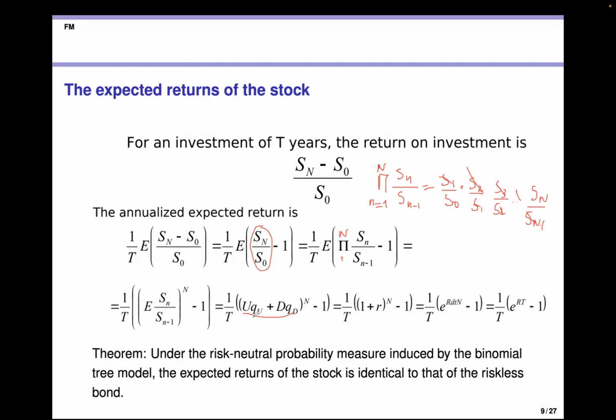And uQu plus dQd is 1 plus r, so 1 plus r is e to the power r dt, to the power n. And dt multiplied by n is just rt, so we have this result, if we would like to find the annualized return.